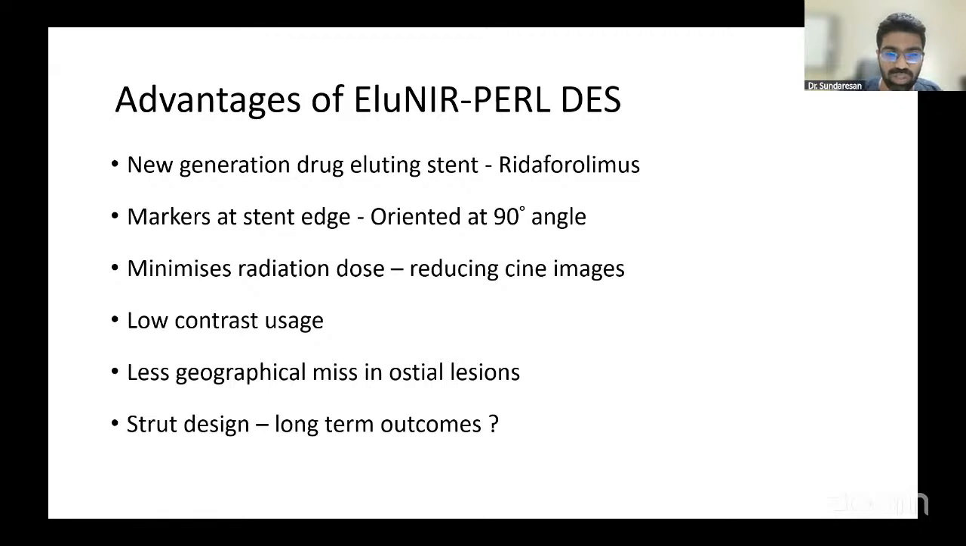And if you notice, in all the cases, we used this Alluvial Pearl drug-eluting stent for ostial lesions. So the markers at the ostium would minimize the geographical miss, which is one common complication of ostial lesions. And of course, the long-term outcomes of this stent are yet to be studied. So this was our experience with this Alluvial Pearl stent.